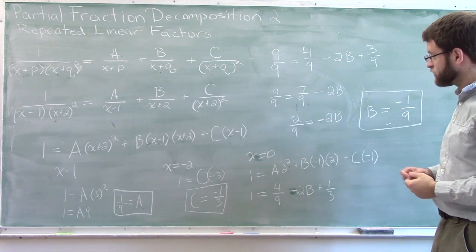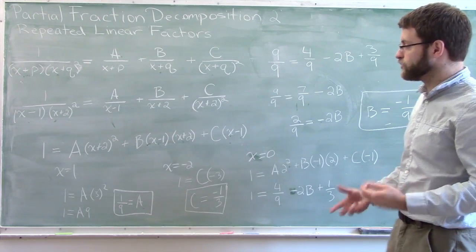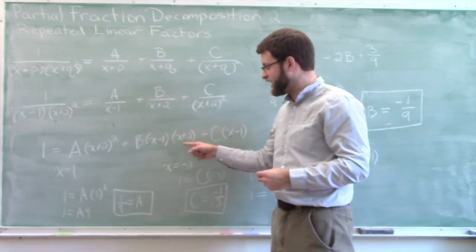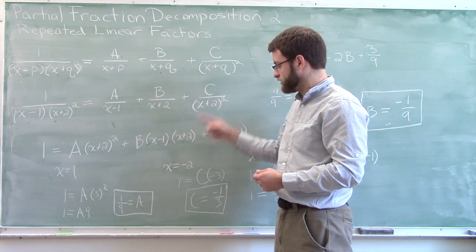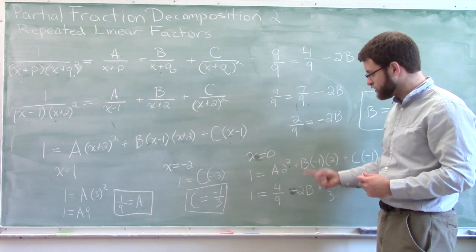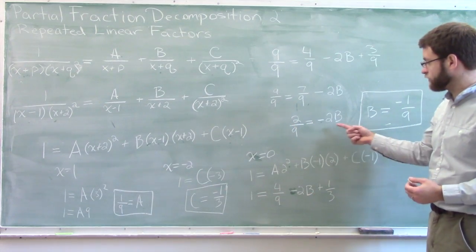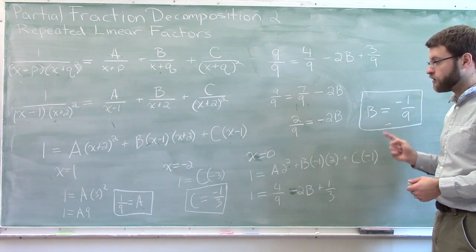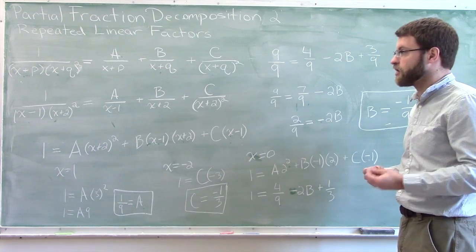Okay? So that's quite a bit more work than we saw in the previous cases, because we ran out of these sneaky x values that gave us the values of a, b, and c directly. We had to do some algebra and take into account some information that we already knew to figure out what the value of b was. All right? But again, we're now done. We've completed the partial fraction decomposition.